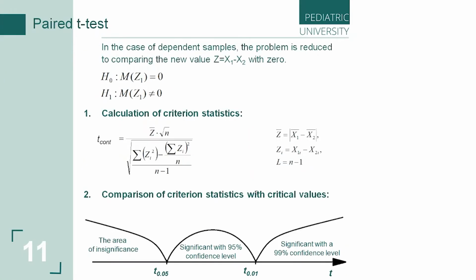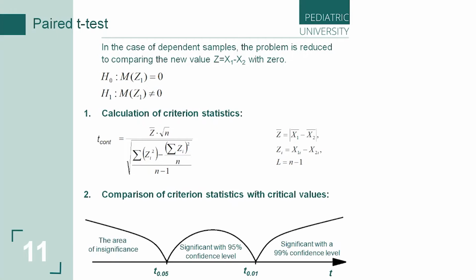So, in this case, we have dependent samples. The task is reduced to comparing the new value x1 minus x2 with 0. Previously, there were sample x1 and sample x2, and we compared them to each other. But what happened in this situation? In this situation, we have paired values.